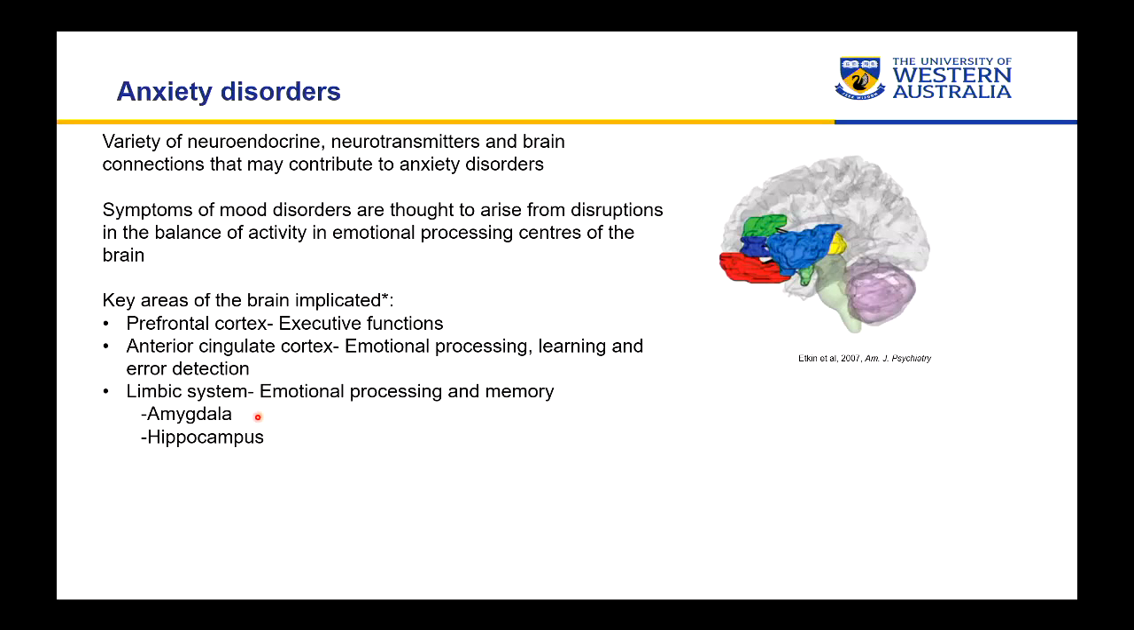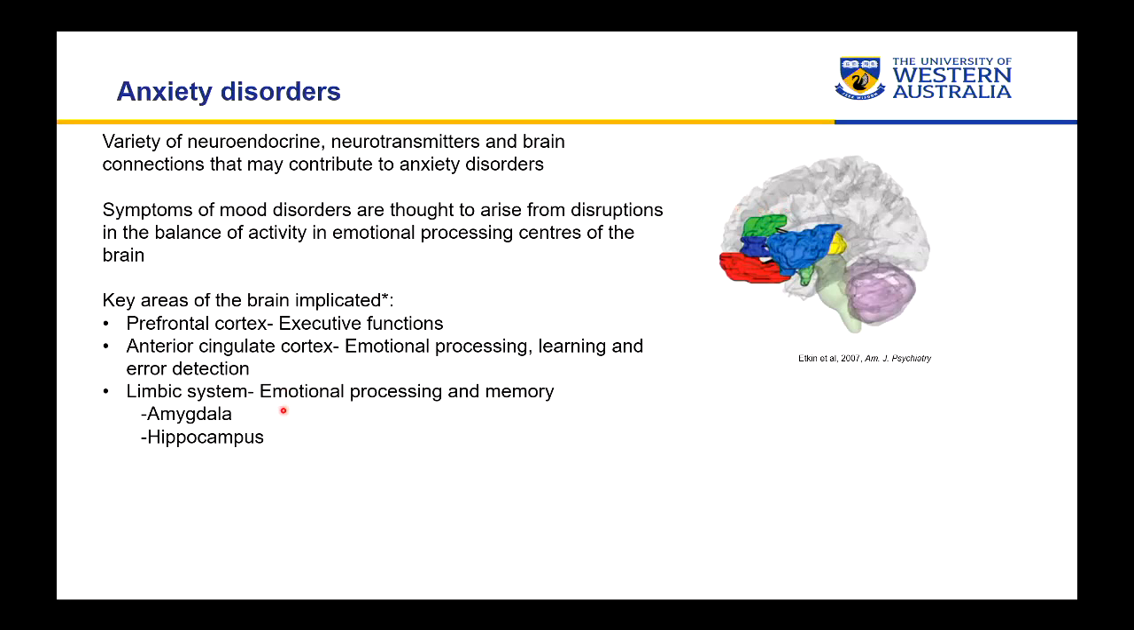And then you also see a lot of changes in the limbic system. I don't know if you've heard of the limbic system before. This is just a blanket term that we give to a lot of brain regions. They're usually a bit subcortical, so under the cortex. There's a few different brain regions involved, but they're all really important for things like emotional processing and memory.